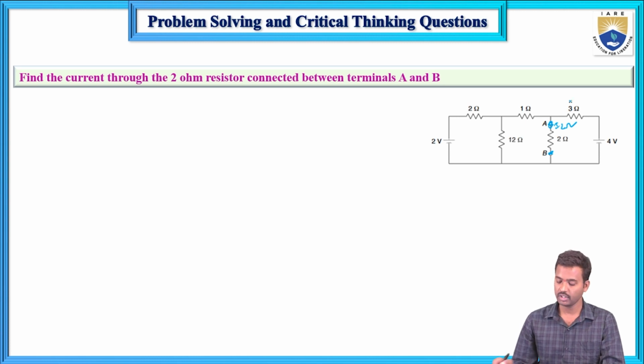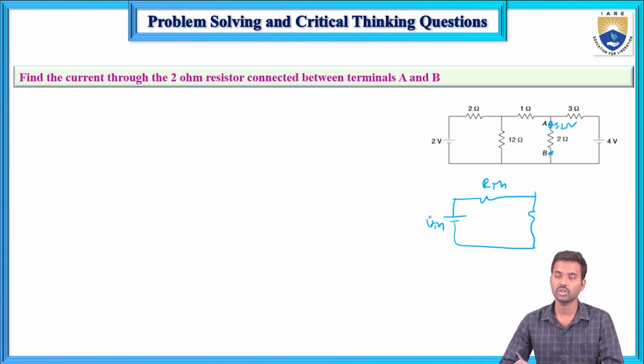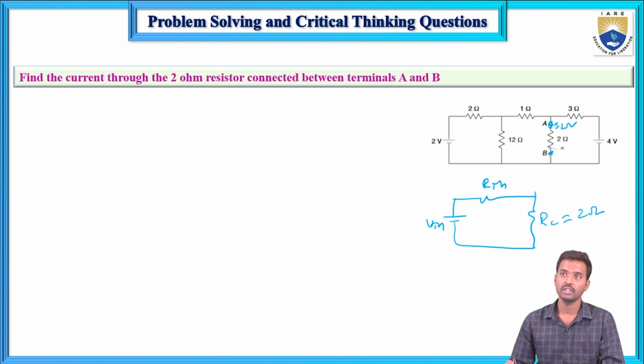So first, same thing here, this circuit is replaced by a single equivalent circuit, and that single equivalent circuit consists of one resistance in series with one voltage source. That voltage source is known as the VTH, Thevenin's voltage, and that resistance is known as the Thevenin's resistance, that is RTH, and this is the RL. Here what is the RL value? Here it is the 2 ohms resistor, because we are finding the current through this 2 ohms resistor between AB terminals.